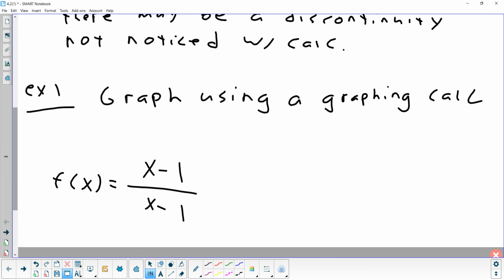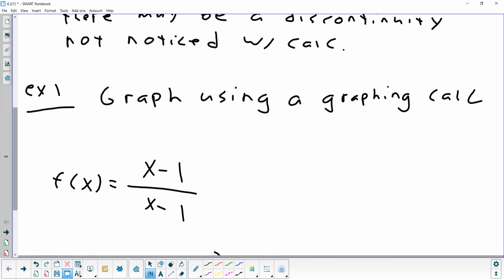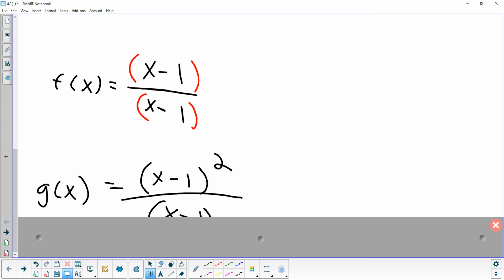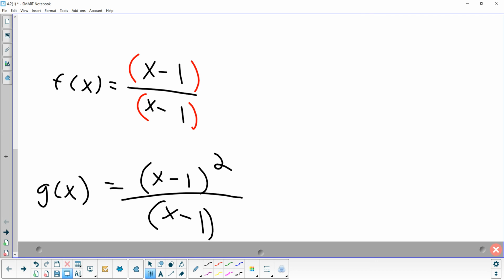I'm not going to graph this one. I just graphed one to show you a hole. But would this have a hole, or would it have a vertical asymptote at 1? Yep. It would have a hole because you have a common factor. That would have a hole at 1. How about this one? Hole at 1 or vertical asymptote? Chris? There'd be a hole at 1. That's a hole again because you have a common factor in the numerator and the denominator.